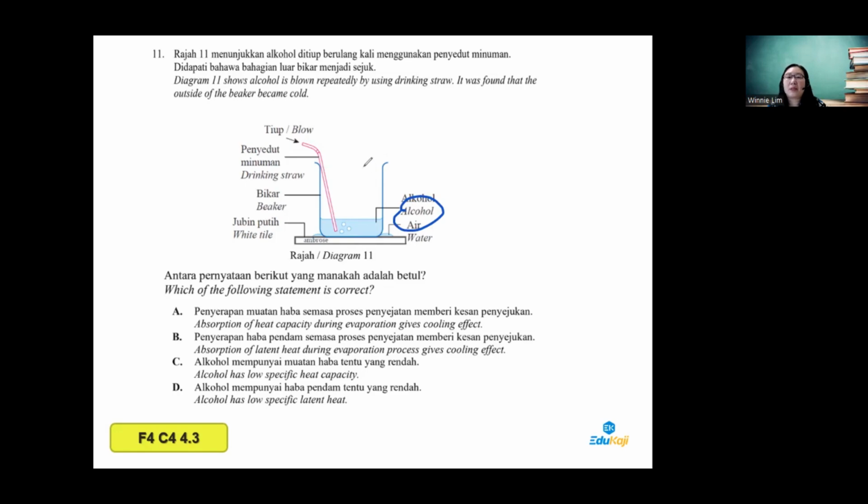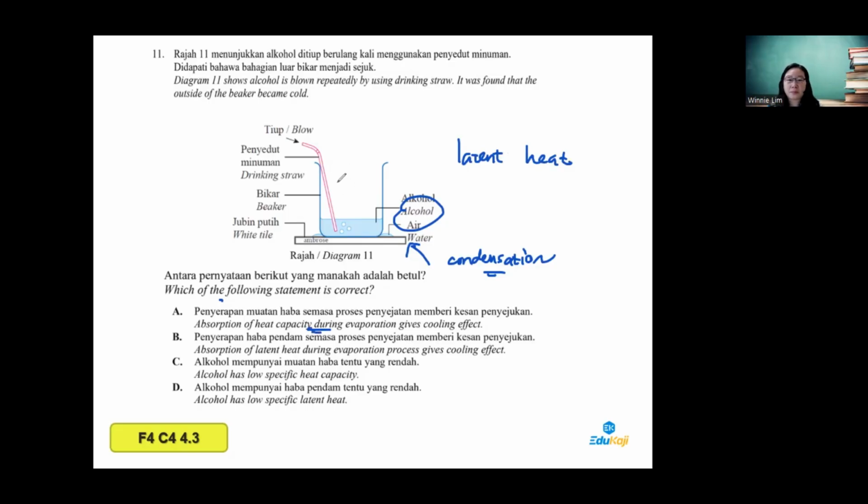So what happened is, basically, the reason there is water outside is that condensation occurs. That means there is a change in state of the substance, that's why condensation occurs. So in this context, latent heat will be involved. Latent heat is the heat that changes the state without change in temperature. So the answer, let's see, A, absorption of heat capacity during evaporation gives cooling effects.